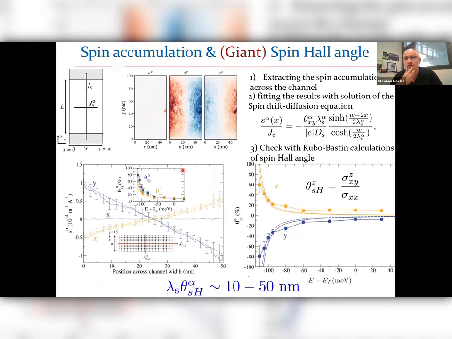And basically, we could also evaluate the spin Hall angle using two different approaches. One which is more like brute force bulk simulation using the Kubo-Bastin calculation that we show here, and another one which is using the non-local transport simulation, so that you can really evaluate the spin accumulation at the boundaries, and from that you can also extract, using fitting to a spin drift diffusion equation, the spin Hall angle. And both results agree very well.